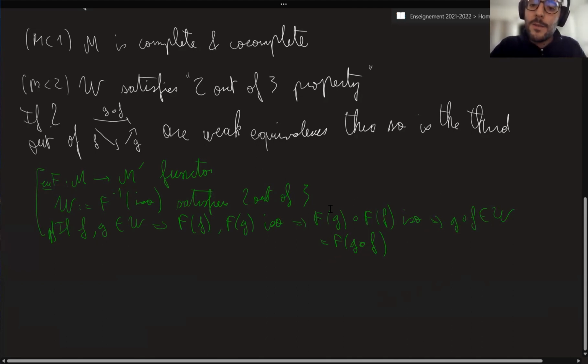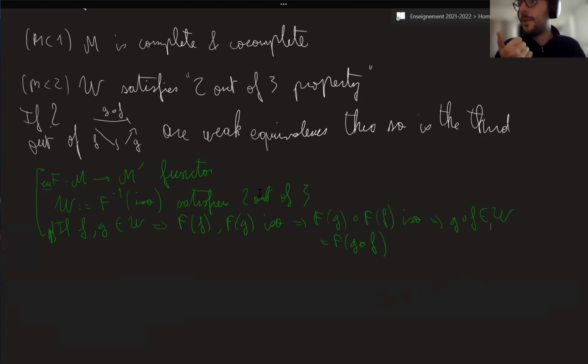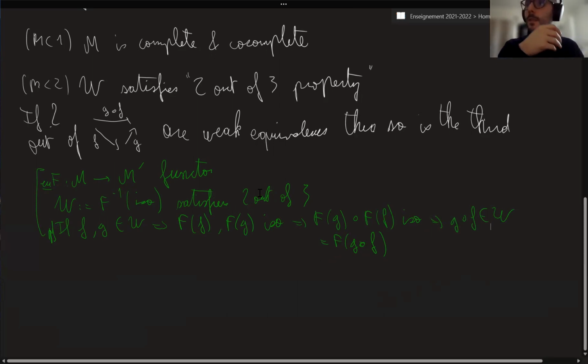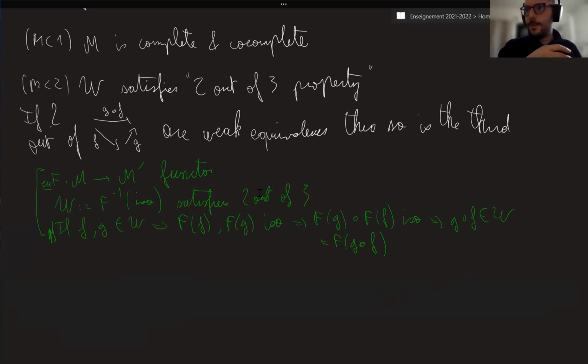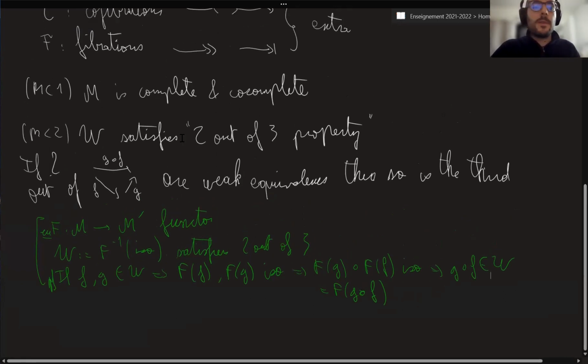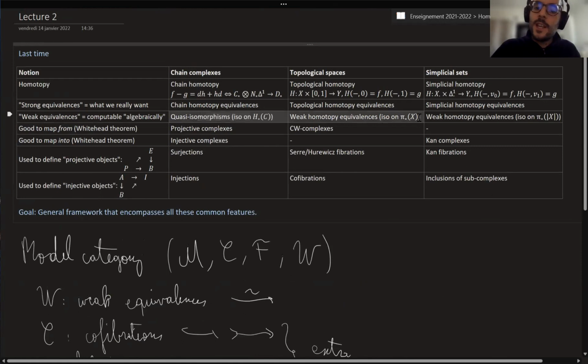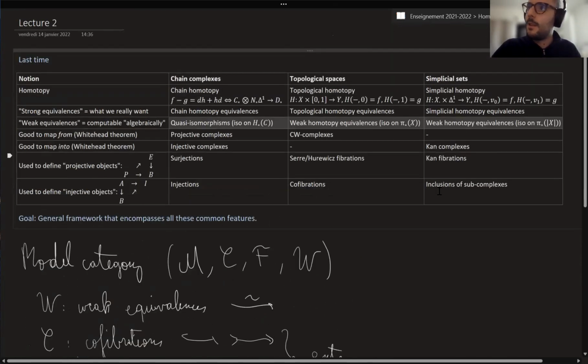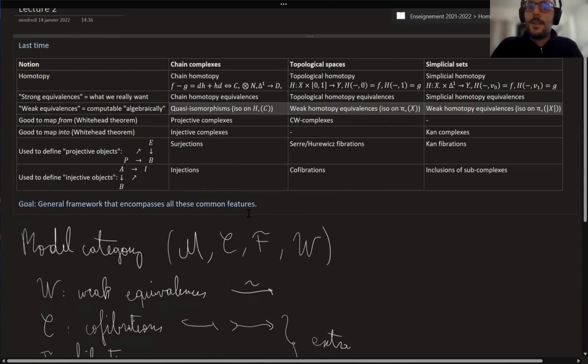What I'm saying is that, first of all, isomorphisms always satisfy 2 out of 3. And second, if you take the preimage of isomorphisms under a functor of something which satisfies 2 out of 3, then the preimage satisfies 2 out of 3. So this is something that we are going to see quite often. In model categories, weak equivalences are very often defined as preimages of isomorphisms under some functor. And so this axiom pretty much comes from that, right?